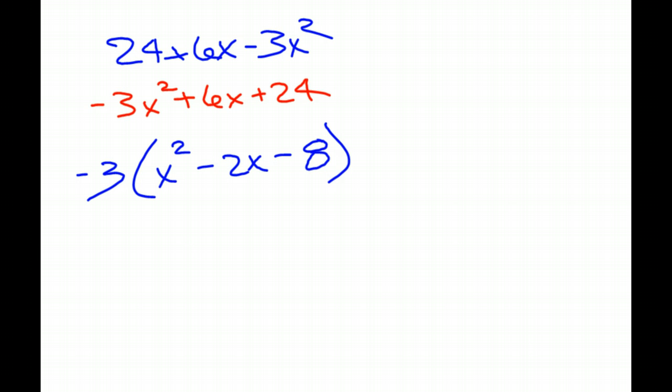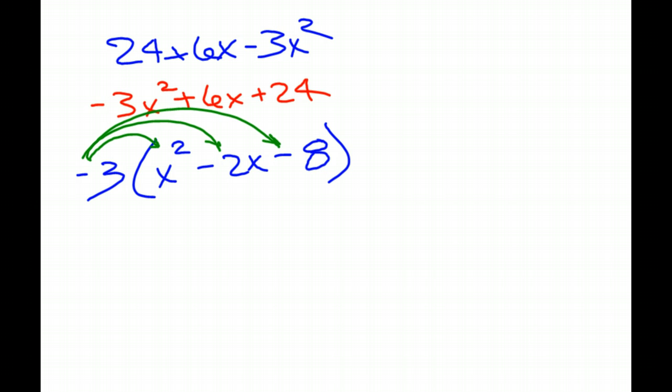Why did my signs change? I divided it by something negative. Whenever you divide something by a negative, the signs change. So I pulled out a negative 3, which means when I multiply back across, I'm going to get negative 3x squared. A negative times a negative is a positive, so negative times a negative is a positive 24 there.